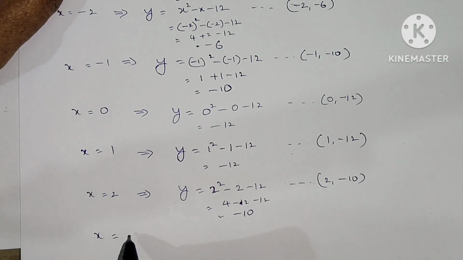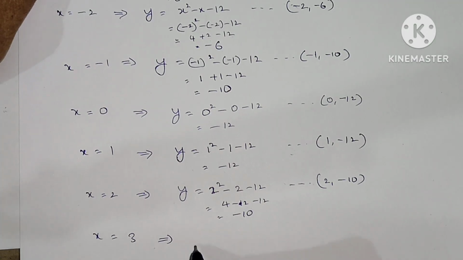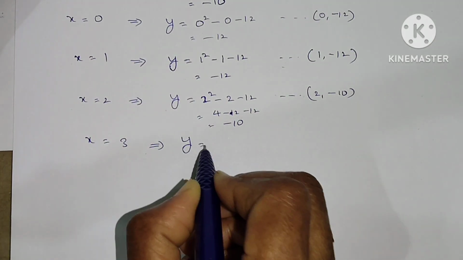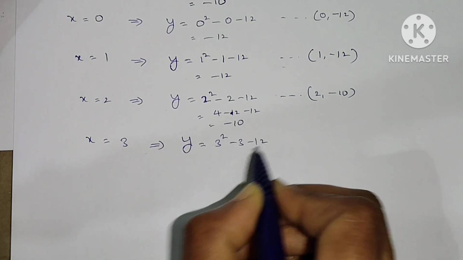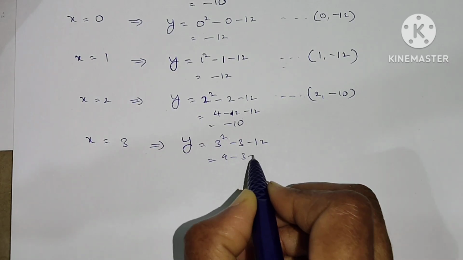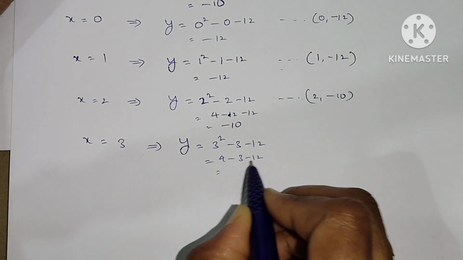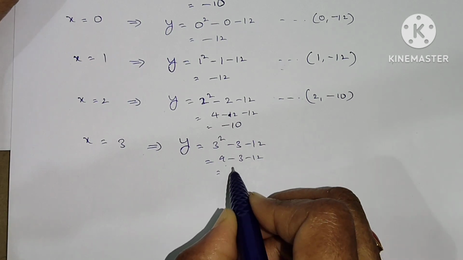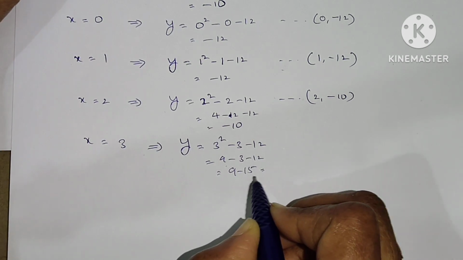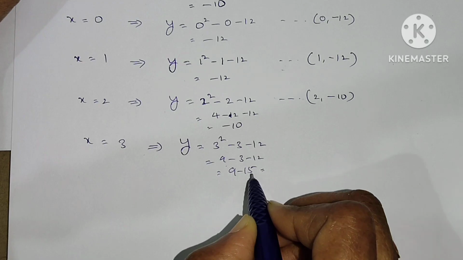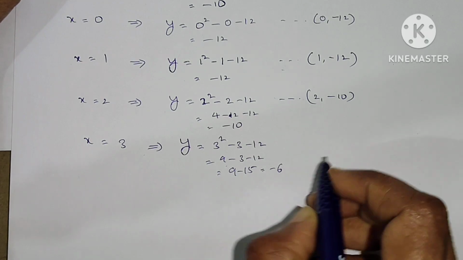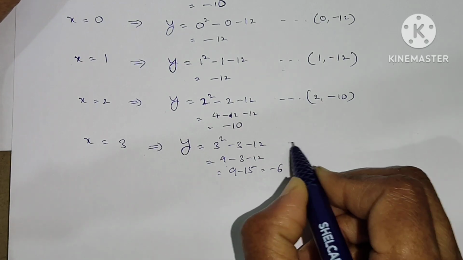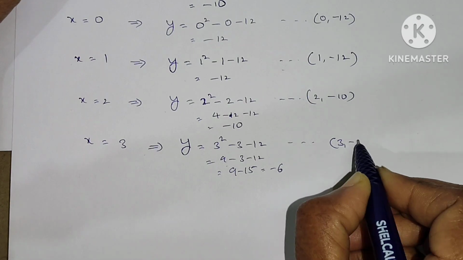Next x equal to 3 means y equal to 3 square minus 3 minus 12. So 9 minus 3 minus 12 means 9 minus 15, which equals minus 6. So the point is 3 comma minus 6.